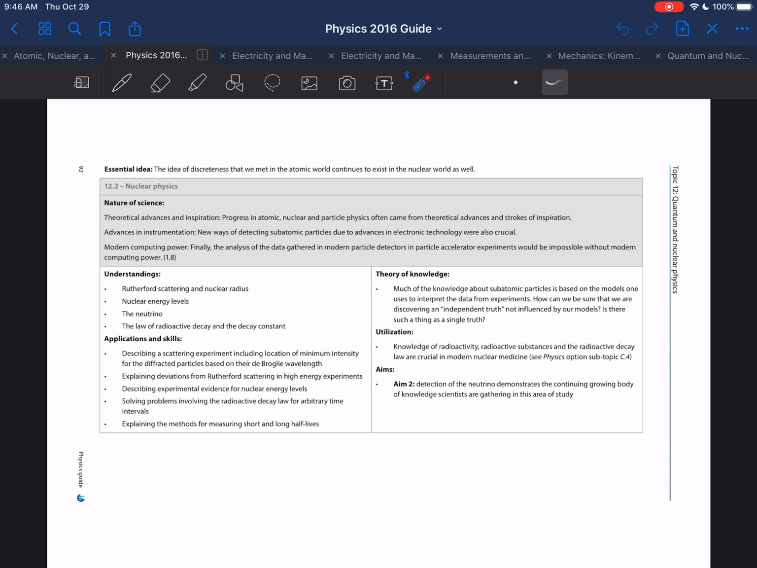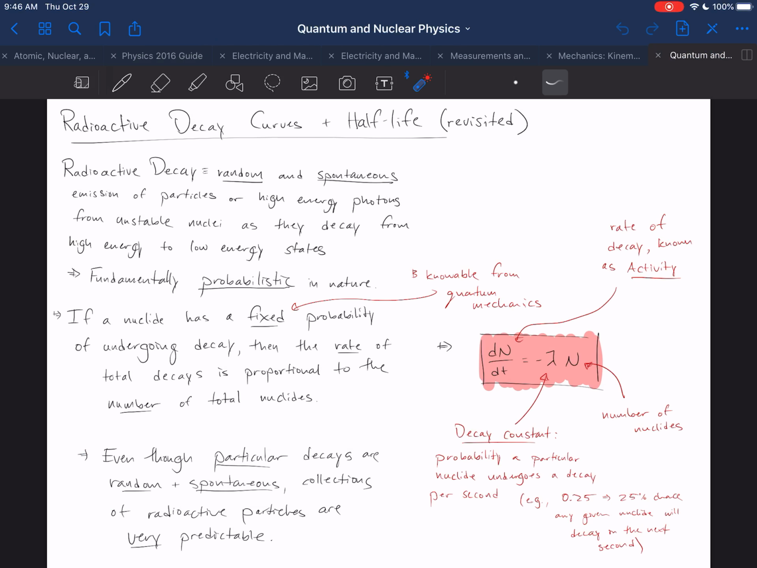Hello everyone! In this video we will continue to examine topic 12.2, nuclear physics, and in particular the law of radioactive decay and the decay constant. So, our final subtopic, our final thing that we're going to revisit from topic 7 is the idea of radioactive decay curves and the half-life.